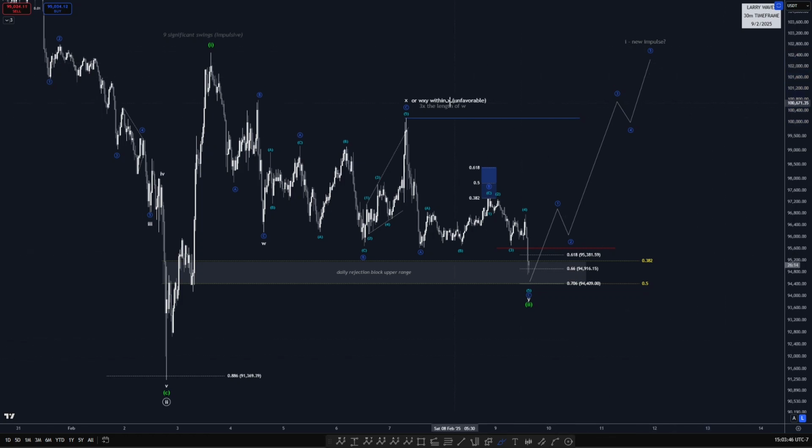This is pretty much what I like to see when it comes to WXYs. Typically this X wave will be 2 to 4 times the length of W. And this is what we have. We have 3 times the length of W here as well. So as of right now, we want to see signs of strength, signs of support moving upwards at this point.